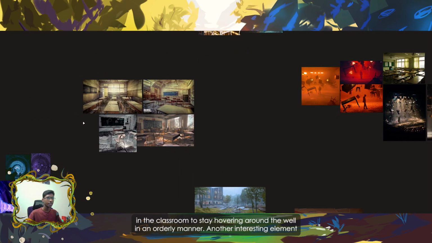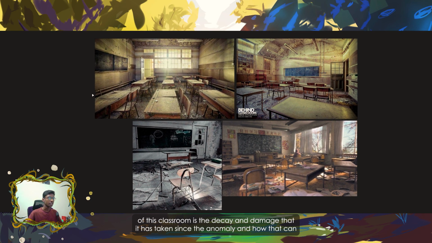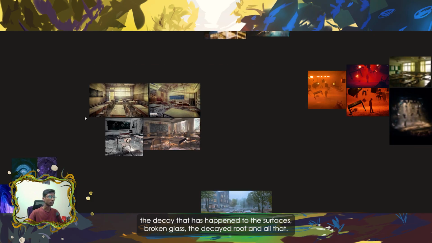Another interesting element of this classroom is the decay and damage that it has taken since the anomaly, and how that can be shown through the door, which is damaged as a result of all the students trying to escape the classroom, or the walls, which has been taken over by the effects of the well itself, and all the decay that has happened to the surfaces, broken glass, the decayed roof, and all that.